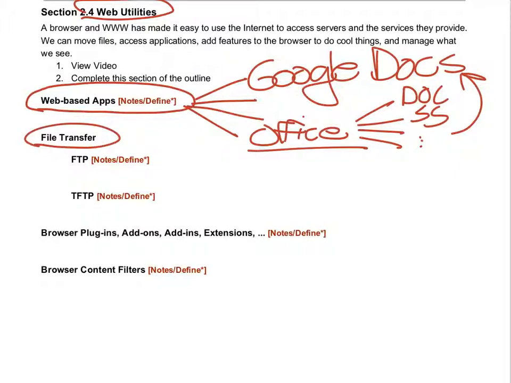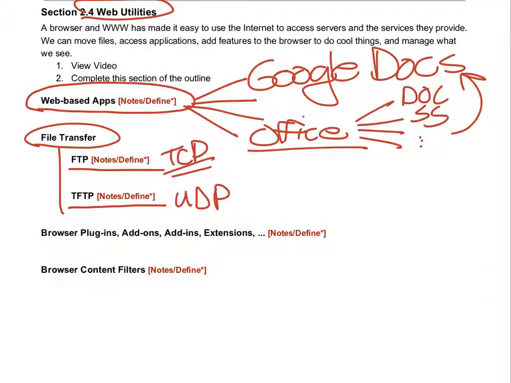The web allows us to transfer files. File Transfer Protocol, FTP, and Trivial File Transfer Protocol. So you can look up the definitions of each of those. This one is a transmission control protocol. It's going to check and make sure it's got everything. And this one's UDP. It's not going to check, it's just going to transfer the information.